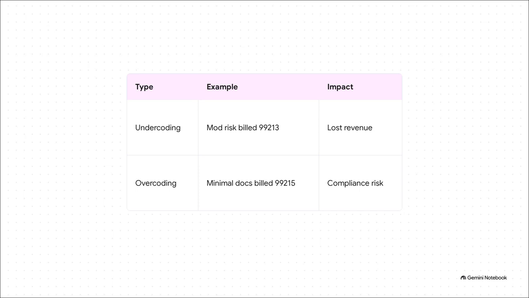The financial impacts of these errors are exact opposites, but equally damaging. Undercoding, like documenting 3 chronic conditions with moderate risk, but only billing a 99213, silently leaves money on the table. It completely drains your practice's bottom line. But overcoding, like our previous example of minimal documentation for a 99215, creates immense compliance risk and forces eventual painful paybacks when the auditors inevitably come knocking on your door.